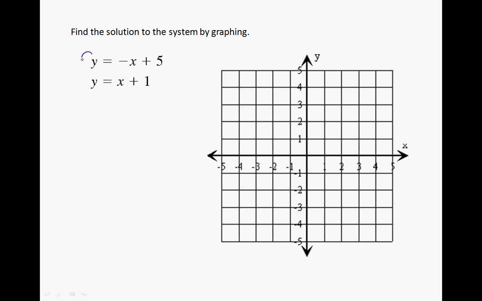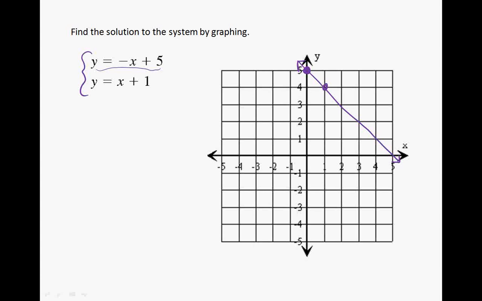Okay, my system is y equals negative x plus 5 and y equals x plus 1. So your first step, graph them both. Both of these equations are written in slope-intercept form, so I'm just going to choose to use their slope and y-intercept to graph. So if I start with the first one, y equals negative x plus 5. That one has a y-intercept of 5 and a slope of negative 1 over 1. So I'll go down 1 over 1. And then with a straight edge, preferably, you can graph that line.